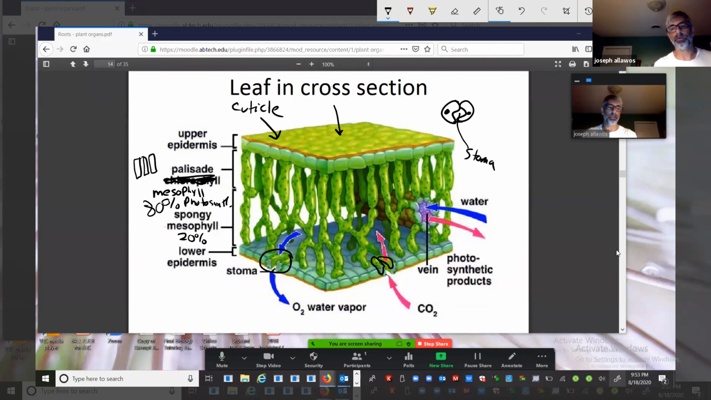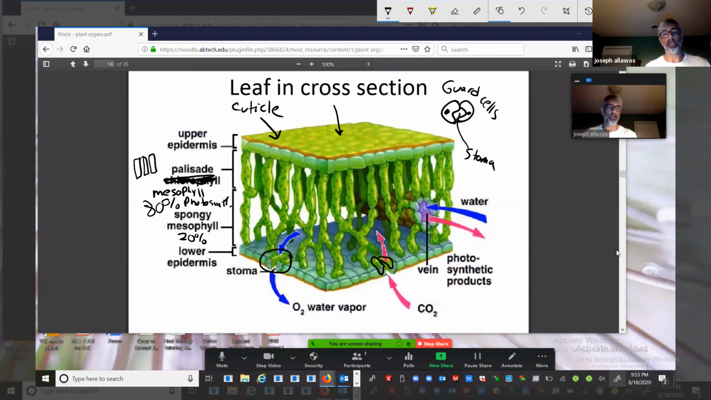These two cells that sort of surround the opening are called guard cells. And the guard cells guard the stoma. What these guard cells can do is they can swell up and close that stoma, or they can shrink and open it. And so what that means is these holes in the bottom of the leaf can be opened or closed, almost like a door or a window.